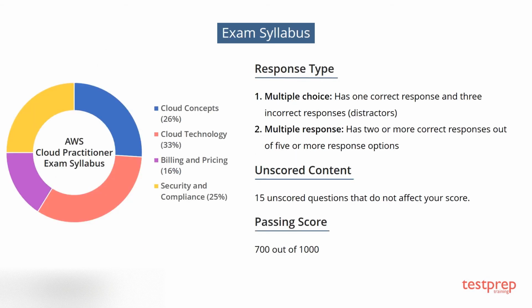The questions asked in the exam are of 2 types. Multiple choice, which has 1 correct response and 3 incorrect responses. And multiple response, which has 2 or more correct responses out of 5 or more response options. There are also 15 unscored questions asked in the exam that do not affect your score. And the passing score is 700 out of 1000.